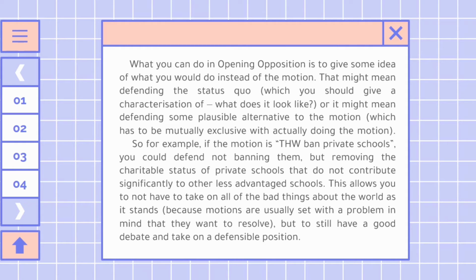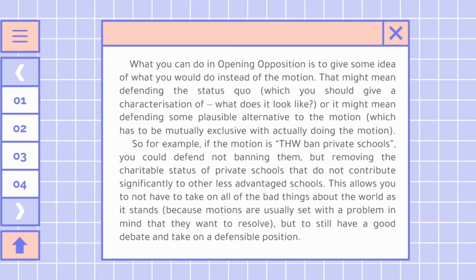What you can do in opening opposition is to give some idea about what you want instead of the motion. It might mean defining the status quo, usually giving a characterization of what it looks like, or it might mean defining some plausible alternative to the motion. It has to be mutually exclusive with actually doing the motion.